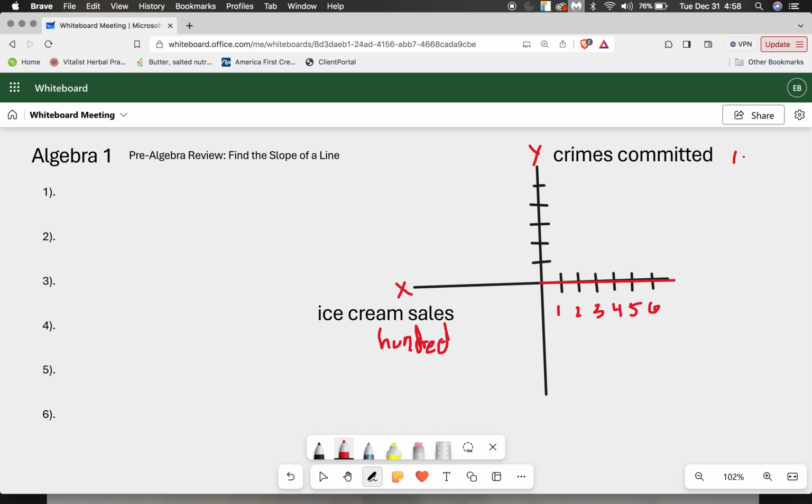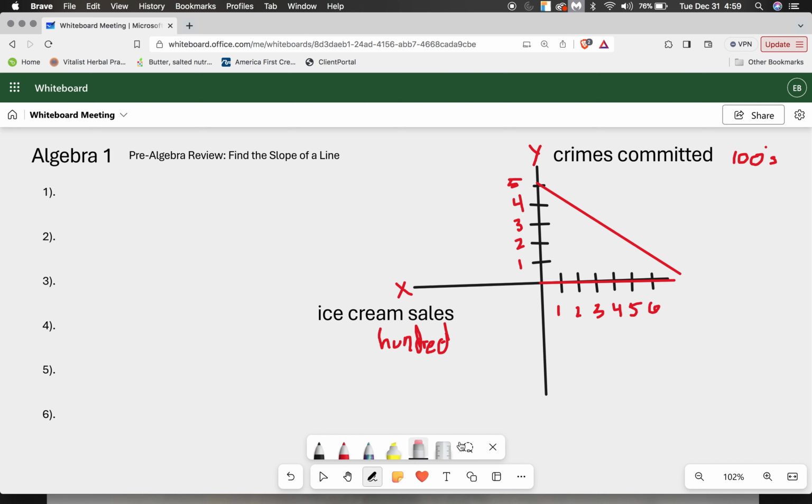Let's also do this one in hundreds. As we got up into the 600 ice cream sales over the summer, crime started going down. And so the slope of this line would actually look like this, because the more ice cream sales you had, the fewer crimes were committed. This is 1, this is 2, 3, 4, 5.